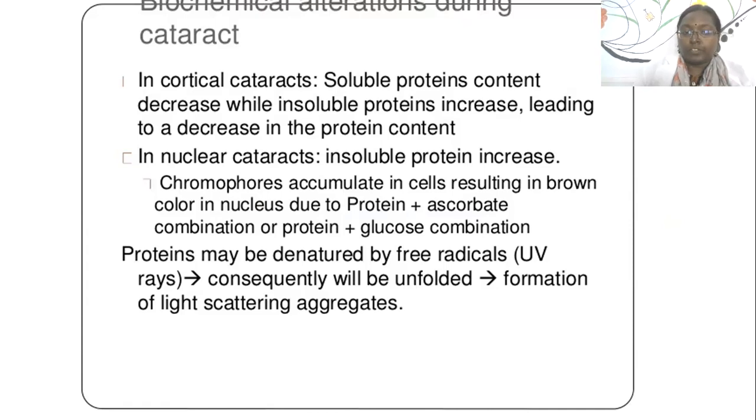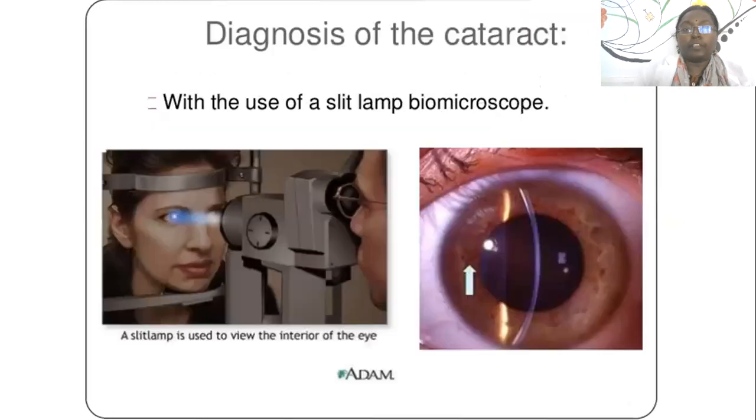So denaturation of proteins by free radicals due to exposure to ultraviolet rays will lead to unfolding of the proteins, thereby light scattering is increased because of denatured proteins. So the patient comes with complaints of glare in case of cataract.